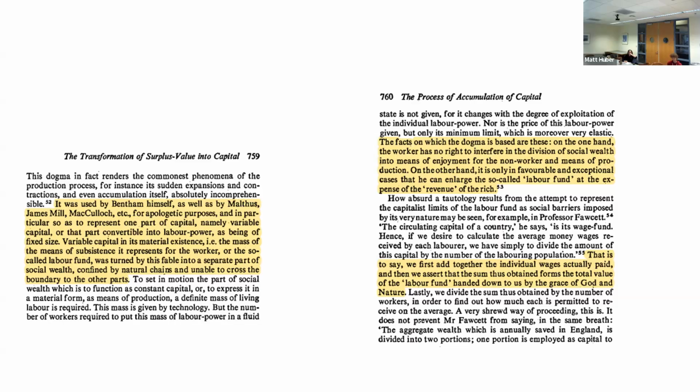For apologetic purposes in particular, so as to respect one part of capital, namely variable capital, or that part convertible into labor power, as being a fixed size, right? Variable capital in its material existence, the mass of the means of subsistence it represents for the worker, or the so-called labor fund, was turned by this fable into a separate part of social wealth, confined by natural chains and unable to cross the boundary into other parts.